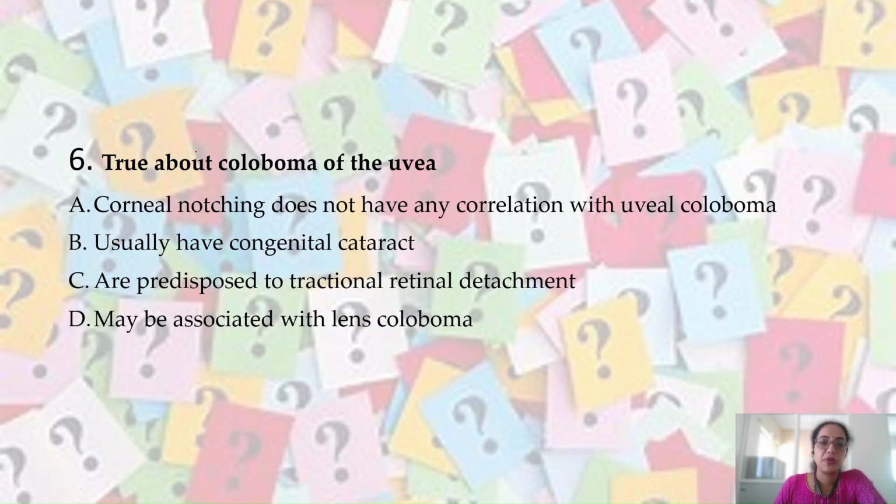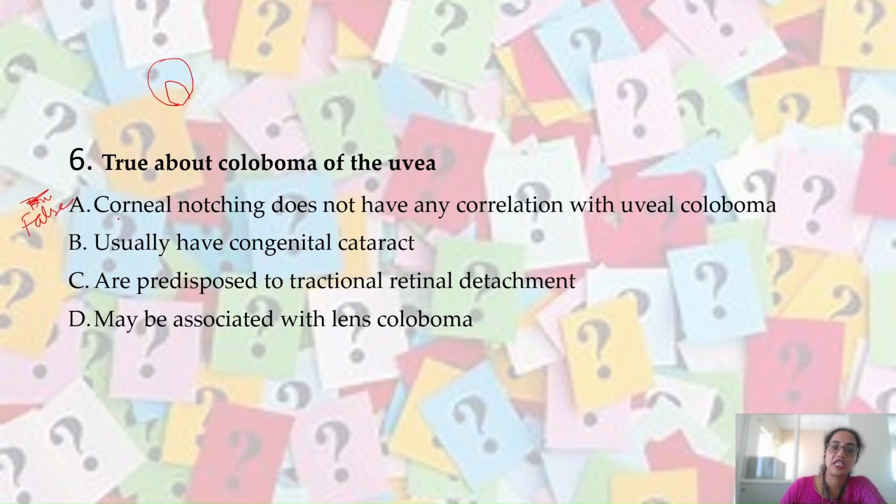True about coloboma of the uvea: corneal notching does not have any correlation with uveal coloboma. Corneal notching is when there is a coloboma in the inferonasal aspect of the iris, and there is a little peaking of the cornea in that quadrant. So corneal notching may be present, and this statement is false.